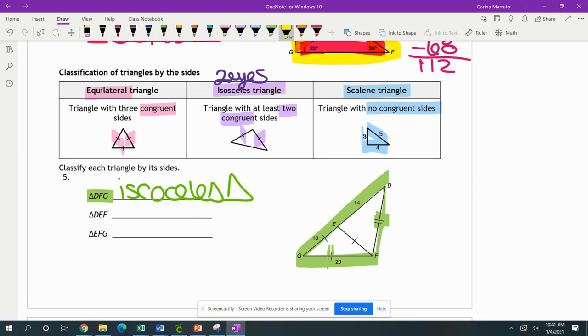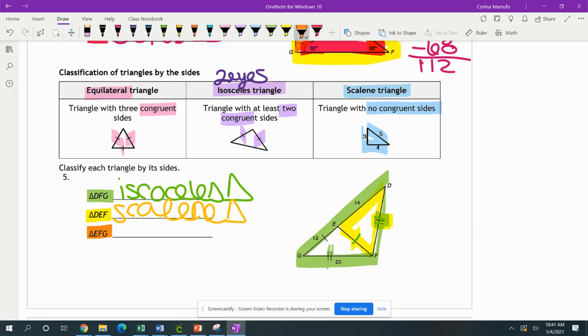Okay, then we have triangle DEF. So D to E to F. So this one has 1 tally mark and this one has 2 tally marks. That doesn't mean that they're the same. That means that they're different. That's why they use 1 here and it uses 2 here. And then this one says 14. So they're all different. That makes this a scalene triangle.